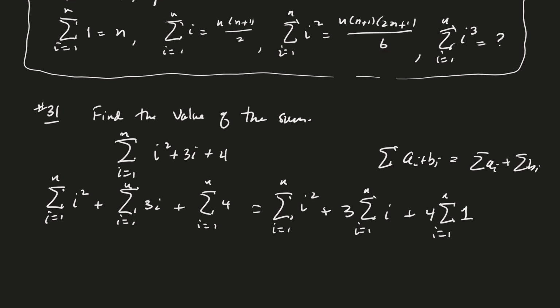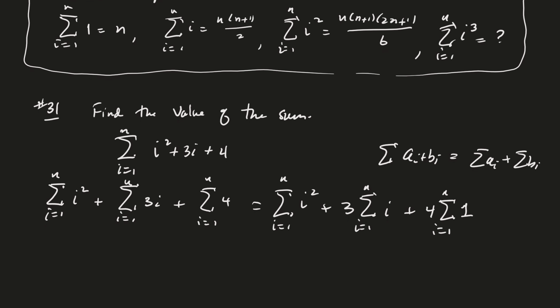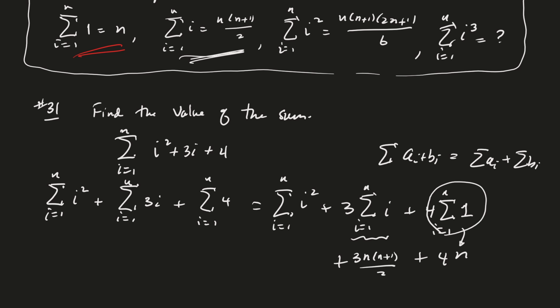And now, are you looking at the formulas up here? So for 1, right, I get an n. Oh, let me not write that in red. That's hard to read, isn't it? So I can replace the sum here with an n. I can replace the sum of i, right, using this formula. So this is going to be plus 3 n times n plus 1 divided by 2.